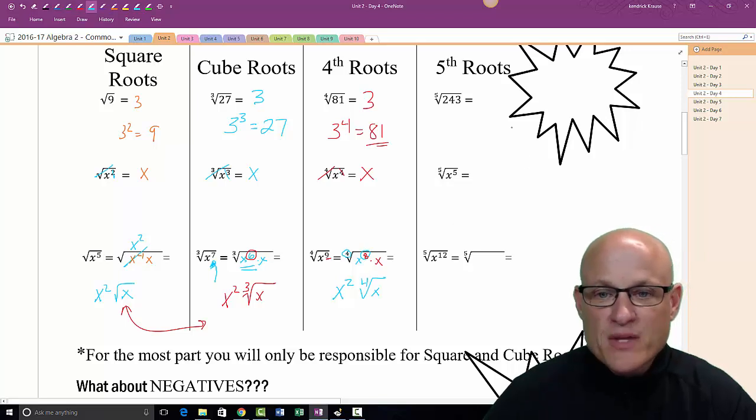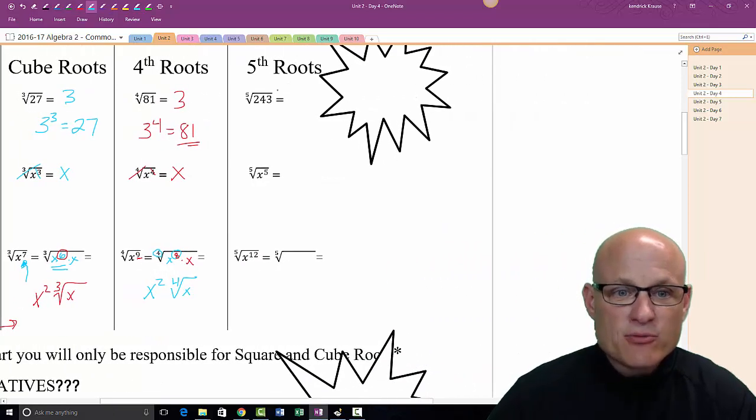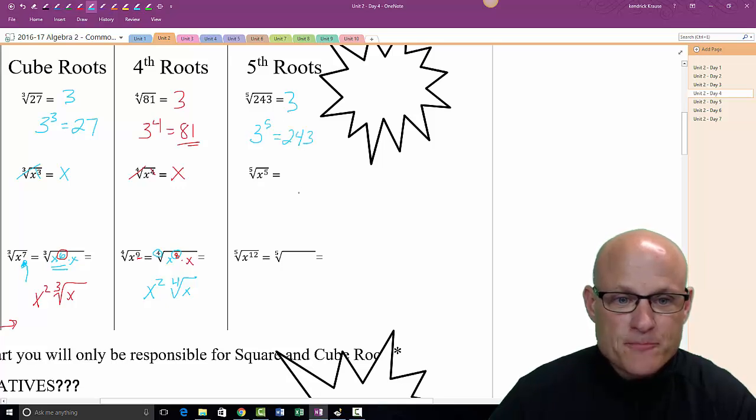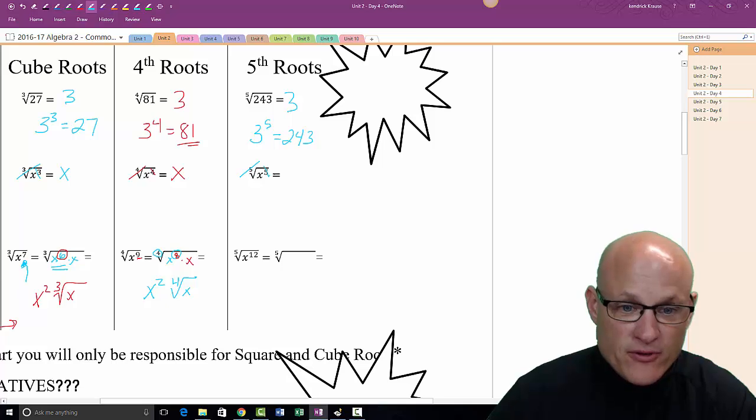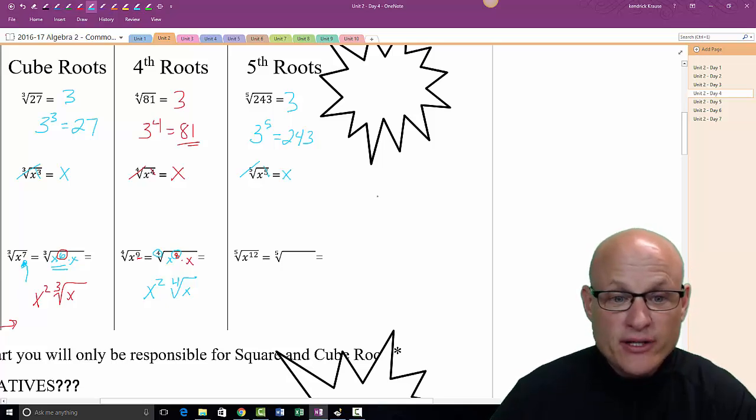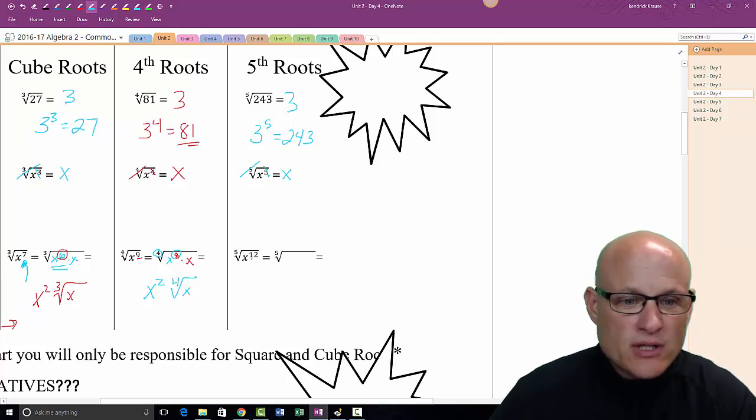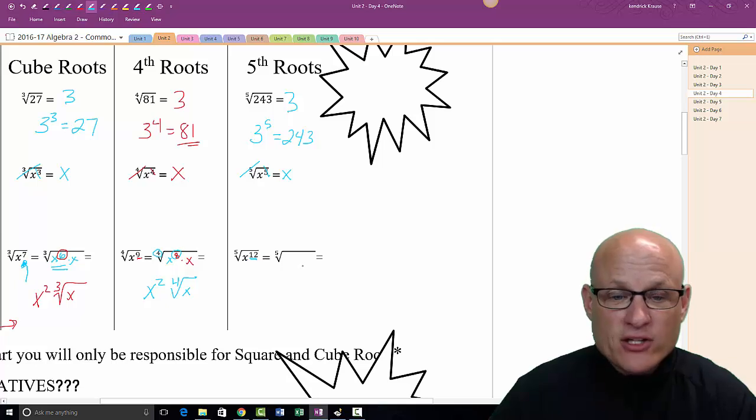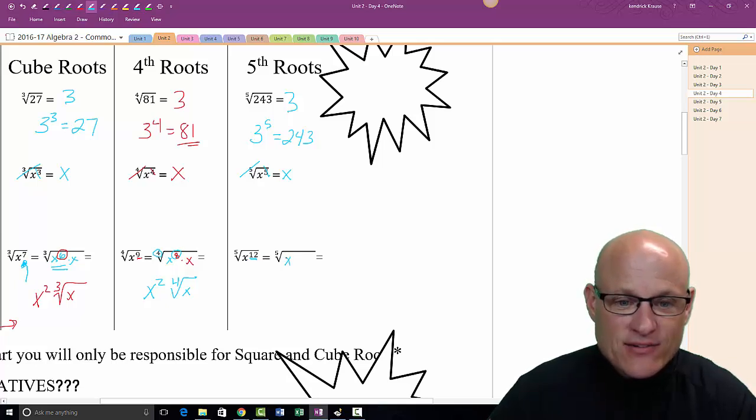Fourth roots of x. Okay. The fifth root of 243 is 3 because 3 to the fifth power is 243. A fifth root and a fifth cancel each other out. Nothing's new here. How close to 12 can I get? That's a multiple of 5. The closest I can get is x to the 10th times x squared.